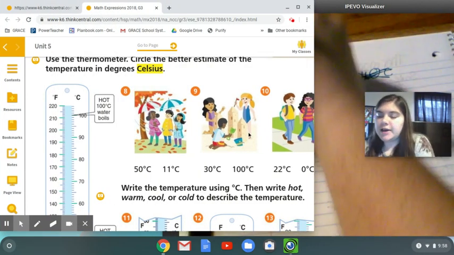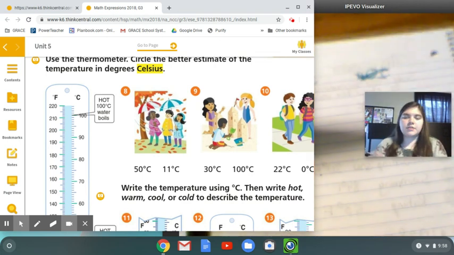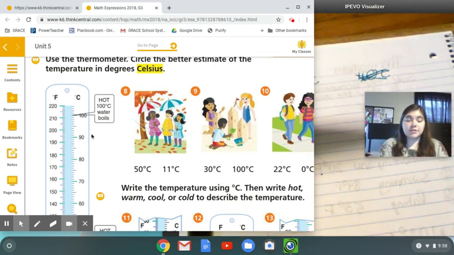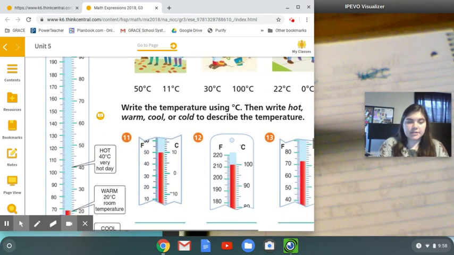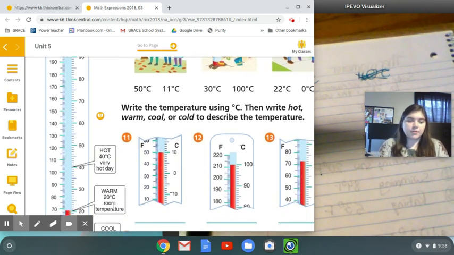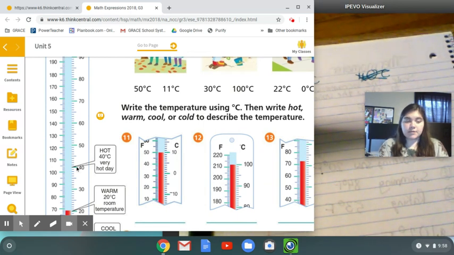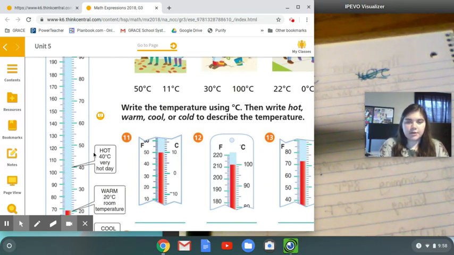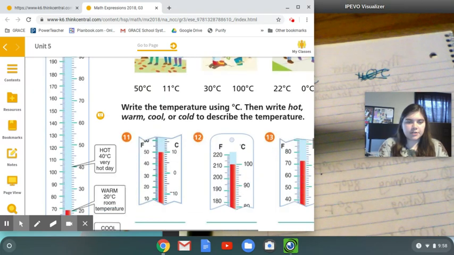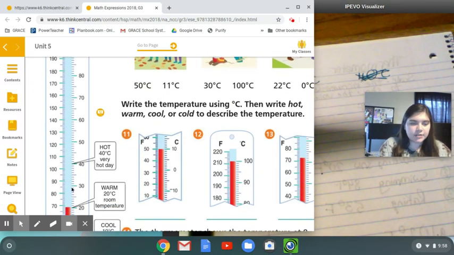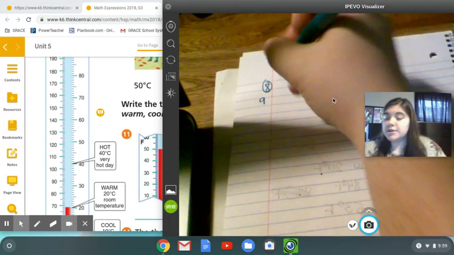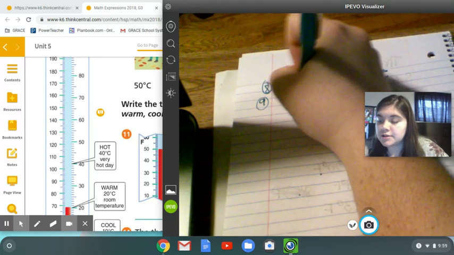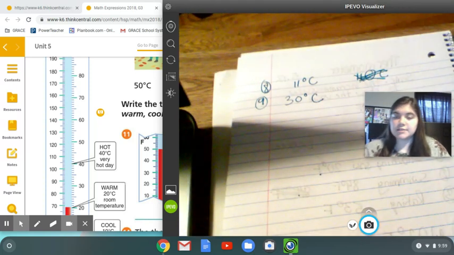All right, for number 9, is it 30 degrees Celsius or 100 degrees Celsius? 30 degrees Celsius would be in between that warm and very hot. 30 degrees Celsius would be about 85 degrees Fahrenheit. Can you go swimming when it's 85 degrees Fahrenheit? Yes. So we're going to put number 9 as 30 degrees Celsius.